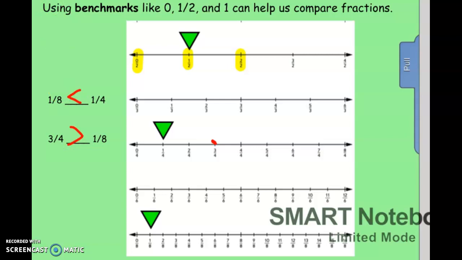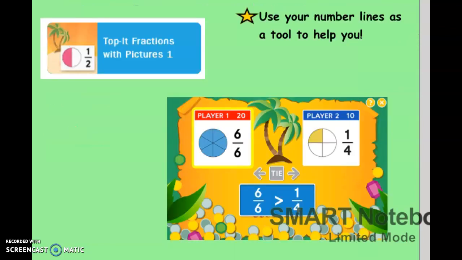At this time, you should be able to pause this video and complete Math Journal page 235. For extra practice comparing fractions using visual representations, you can do one of two things, or even both. First, you can play Top It fractions with pictures. Remember to use your number lines as a tool to help you, along with the benchmarks 0, 1/2, and 1. This way you can see how not only the pictures, but also fraction number lines help you to compare fractions.